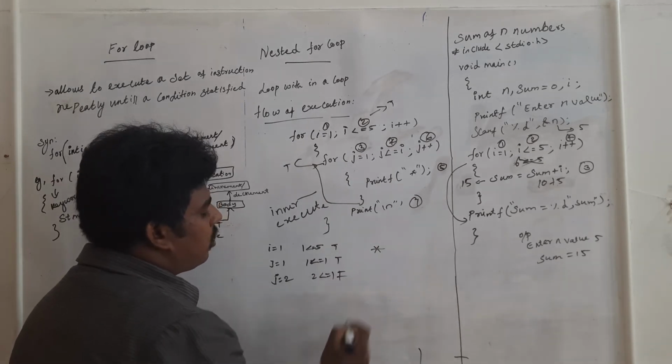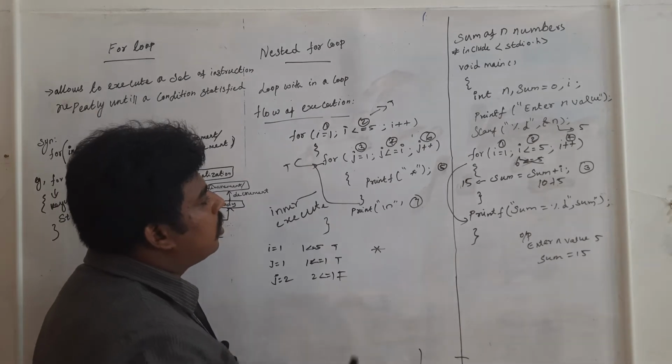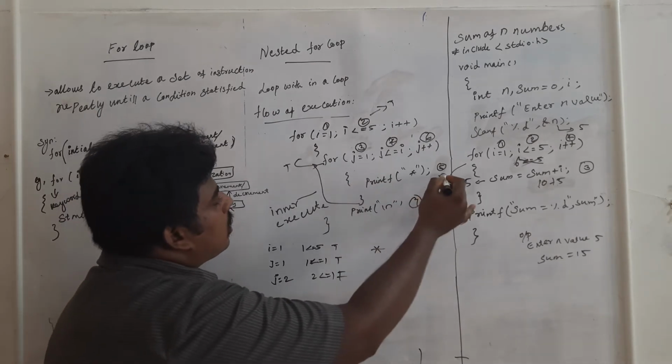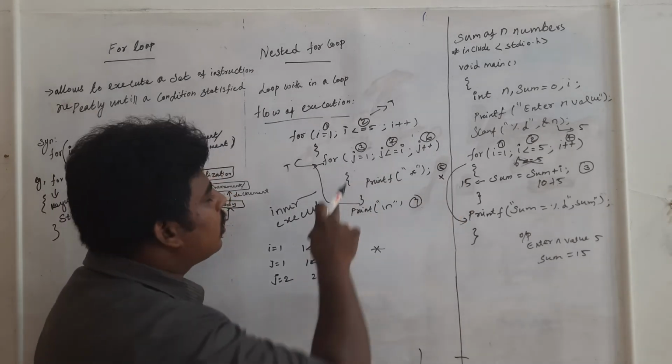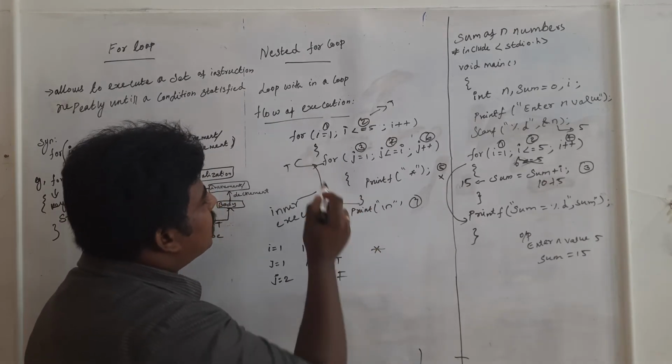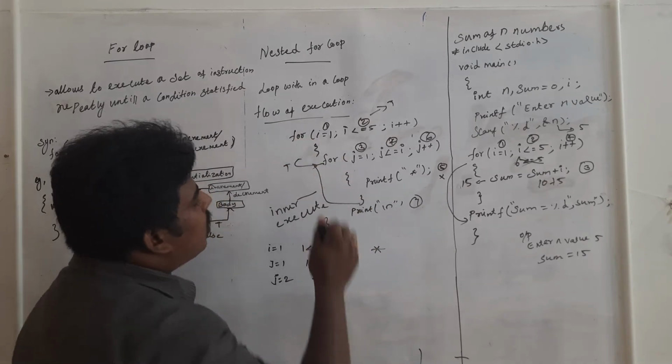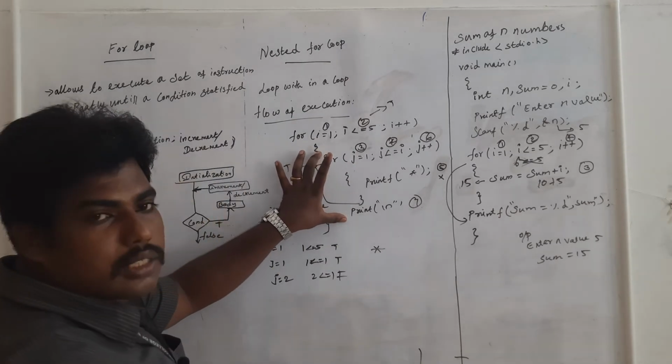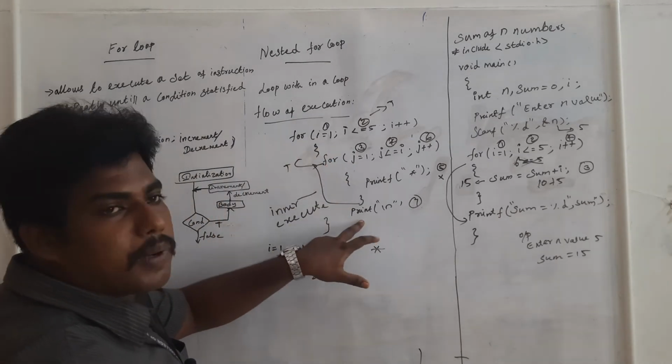So the condition is false. Condition false means this statement should not be executed, and the inner for loop will be closed. But see here, the body of the outer for loop is this inner for loop and this printf statement.